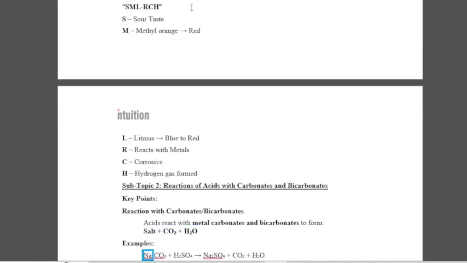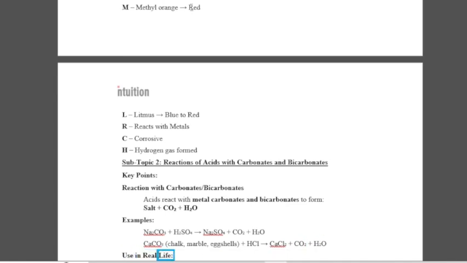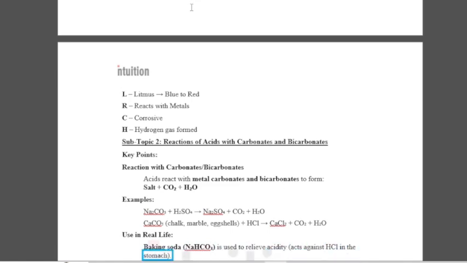Examples: Na2CO3 plus H2SO4 gives Na2SO4 plus CO2 plus H2O. CaCO3, chalk, marble, eggshells, plus HCl gives CaCl2 plus CO2 plus H2O. Use in real life: baking soda, NaHCO3, is used to relieve acidity, acts against HCl in the stomach.